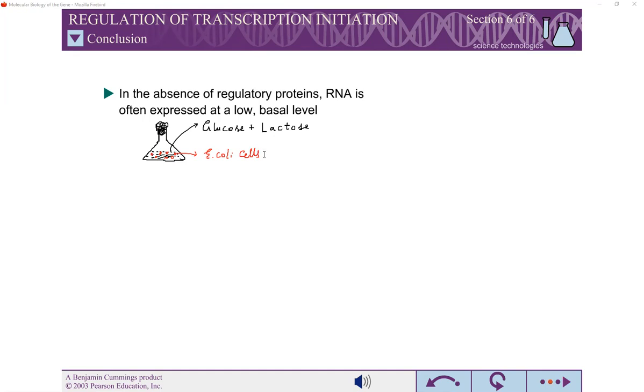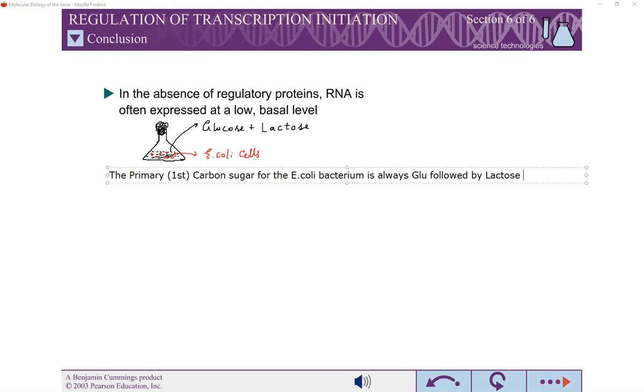Now, E. coli cells will have different types of components. I'm writing here the primary carbon sugar, the primary or first carbon sugar for the E. coli bacterium is always glucose, followed by lactose, which serves as the secondary carbon sugar.